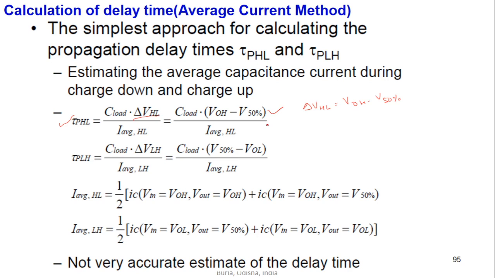Tau PHL, and similarly we can write the equation for tau PLH, that is when output goes from low to high, when output rises from low to high. So the equation will be same, C load into delta VLH this time by I average in this region when output rises from low to high.